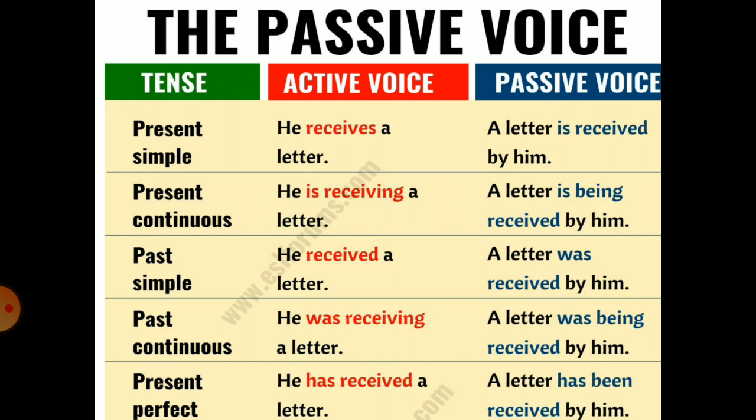In present continuous, he is receiving a letter. A letter is being received by him. Past simple, he received a letter: a letter was received by him. Past continuous, he was receiving a letter: a letter was being received by him, and so on. Present perfect example is there. He has received a letter: a letter has been received by him.